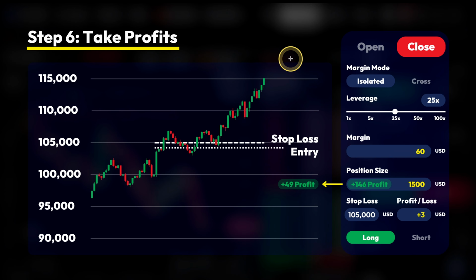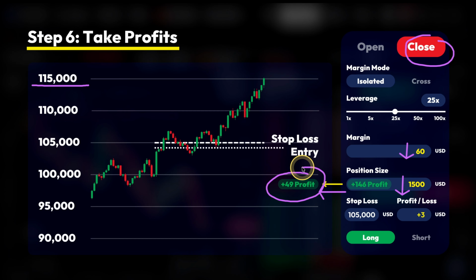Ask yourself, for example, if I didn't already have a trade open, would I open a new trade in this direction at this current point? If the answer is more likely no, then that's a good sign to take some profits. We can easily do this by going here to close and then, for example, taking out a quarter of this trade. This means our margin gets reduced from $80 to $60, the position size from $2,000 down to $1,500, and from a total profit of $200 in this case, where the price is already at $115,000, we take 25% of the profits, which is around $50 of profit that is already secured.